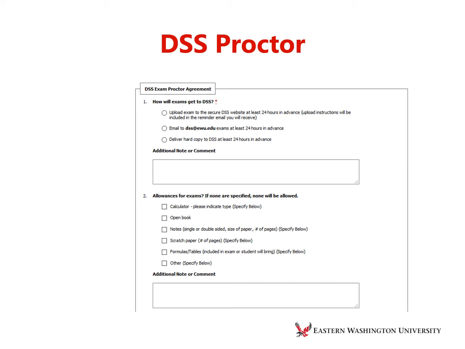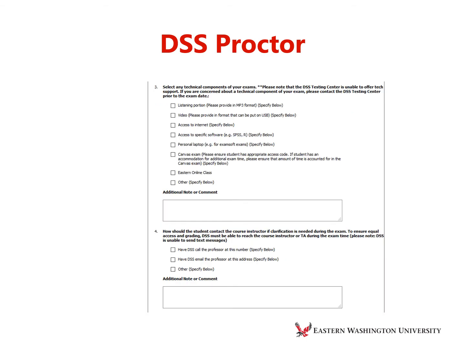The second question asks about allowances for the exam and what students are allowed to use. Please be as specific as possible, as we will track what students utilize during the exam. If you have any requests for materials like notes or scratch paper to be collected, please include that in the additional note or comment section. Question 3 is an overview of the method of taking the test and if there are any technology requirements like having audio files, access to specific software, or other similar needs. Please note that certain specialized software may not be available in our office and may require additional time or arrangements to use.